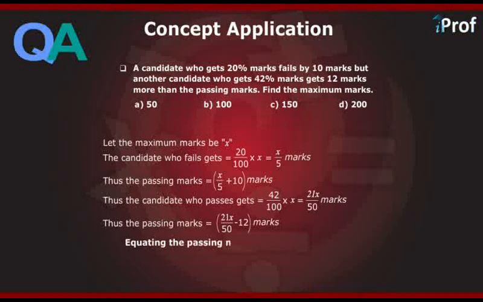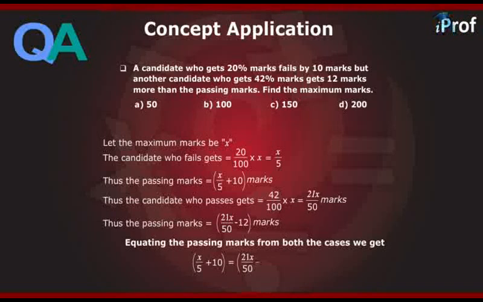Equating the passing marks for both the cases, we get X by 5 plus 10 equal to 21X by 50 minus 12. Solving for X, we get X equal to 100. Hence, the correct alternative is B.